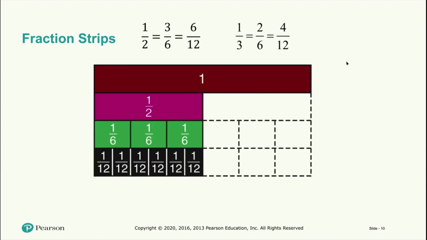Here's another way we represent fractions to younger students. Here we have 1 whole here, then we're looking at a half here, and we also notice that a half can also be represented using 3/6, right? Or 6 of these 1/12 pieces, right? So there's an equivalence there. And 1/3, for example, notice that could be represented using 2 of these 6 or 4 of these 1/12 pieces, right?